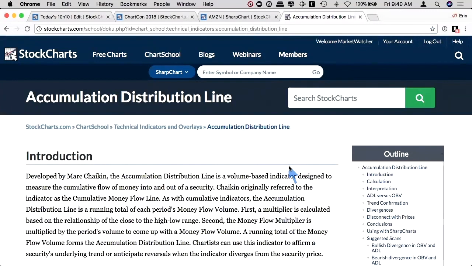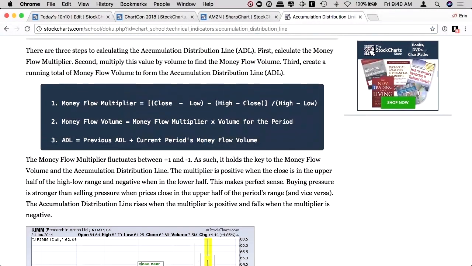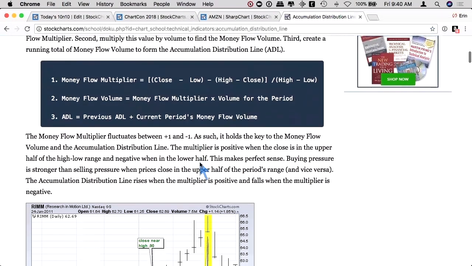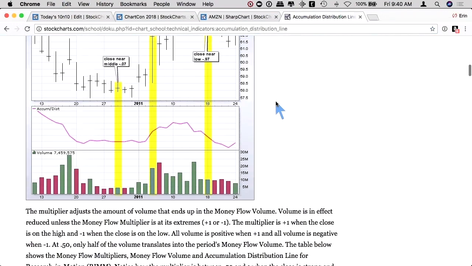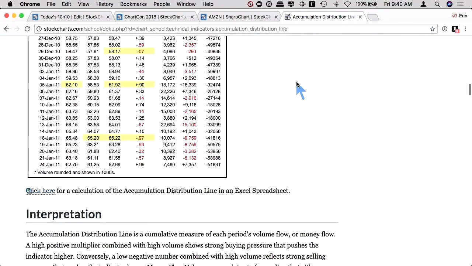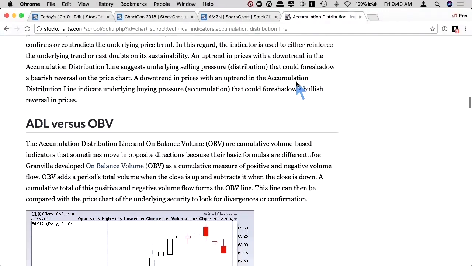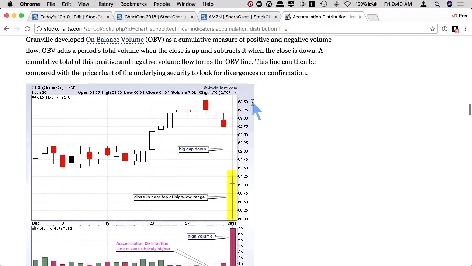So accumulation distribution line. And so you can get all of the information. This is the calculation and how you come up with it. For some reason, to me, this looks a little more complicated than the one I put up. So it's up to you. You can use this. It's the same formula that I showed you earlier. And then it gives you some great examples, and then the actual spreadsheet for what's going on, and as well the interpretation. So for example, remember we were talking about the accumulation distribution versus the OBV.